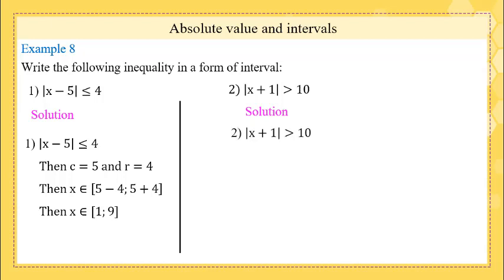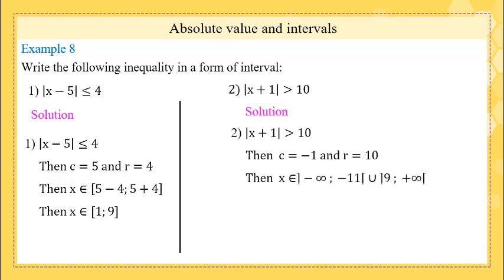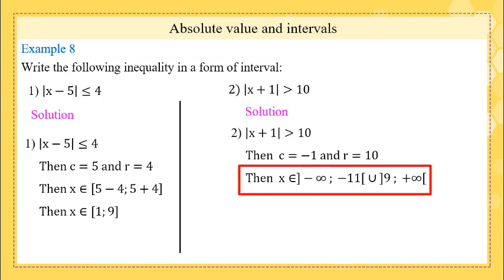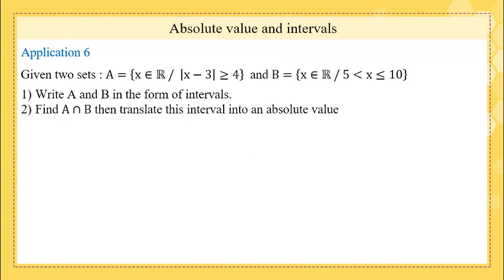Here, absolute value of x plus 1 greater than 10, then c equals minus 1 and r equals 10 according to our formulas. So x belongs to (minus infinity, minus 11) union (9, plus infinity) according to the formula. Application 6. Stop the video and solve.